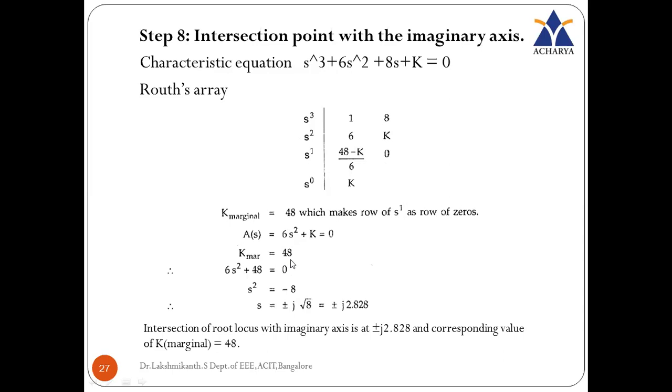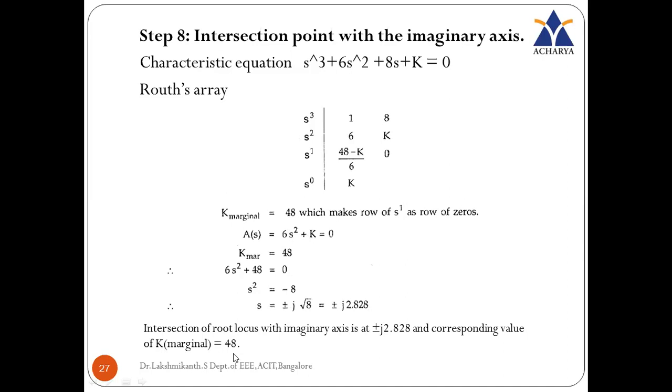Substitute the value of k in the auxiliary polynomial. The auxiliary polynomial is formed from the row just above the row you have equated to 0. So s squared: 6s squared plus k is equal to 0. Substitute the value of k as 48. Find the s squared value, which is minus 8. So s is equal to plus or minus j root 8, that is 2.828. So the intersection point on the j omega axis is 2.828, for the marginal value of k equal to 48.